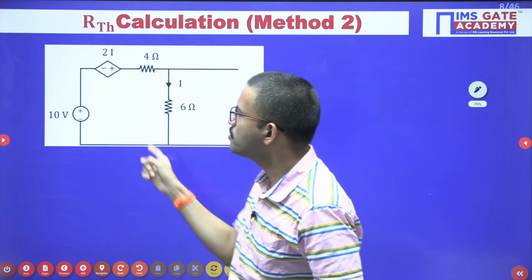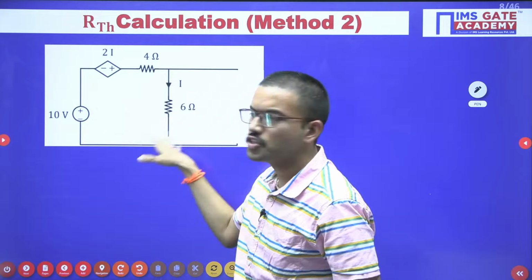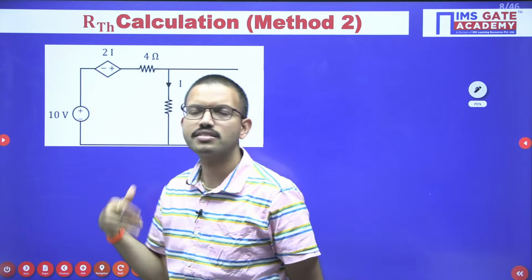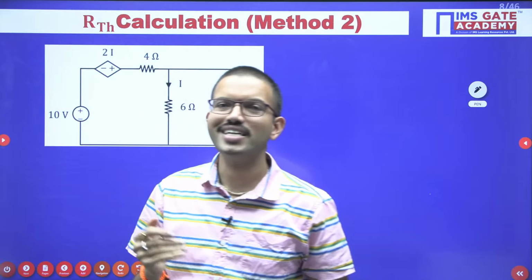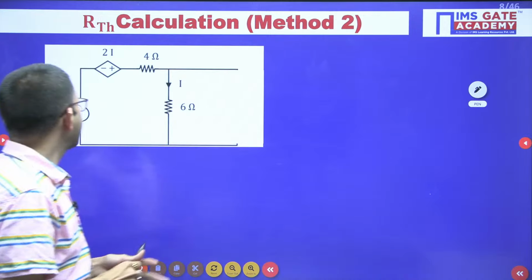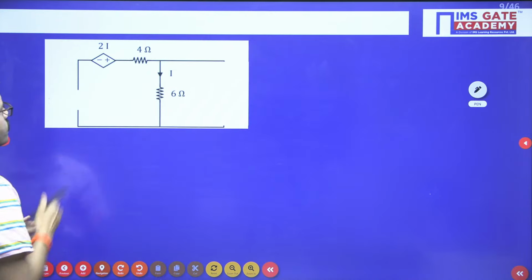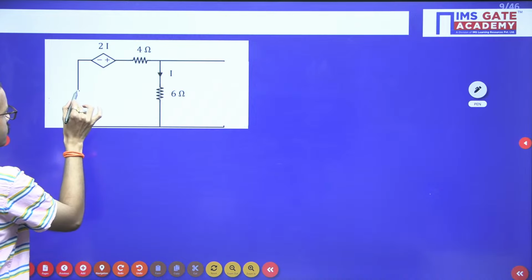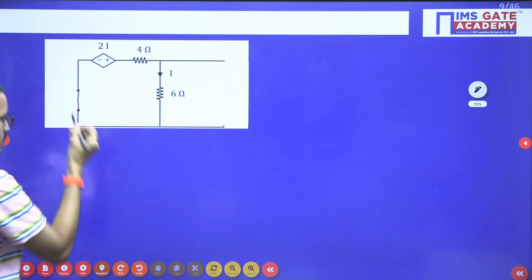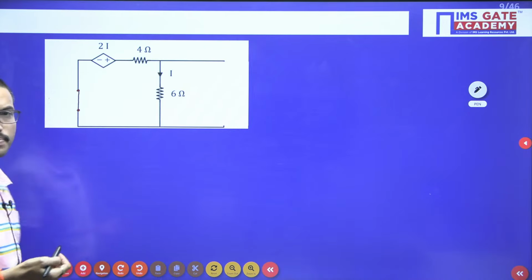Whenever you apply the test source method, if any independent source is present in the circuit, first of all you have to replace those independent sources with their internal resistance. After that only you can apply the test source method. Now here you have a 10 volt source, and since it is a voltage source, we have to make it a short circuit. This is the first step.